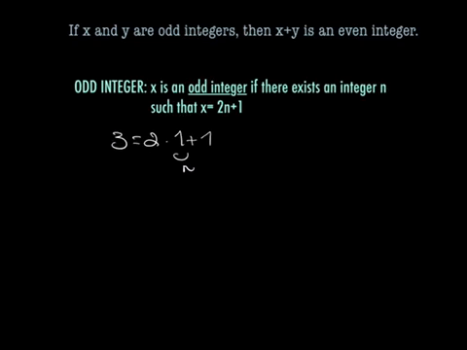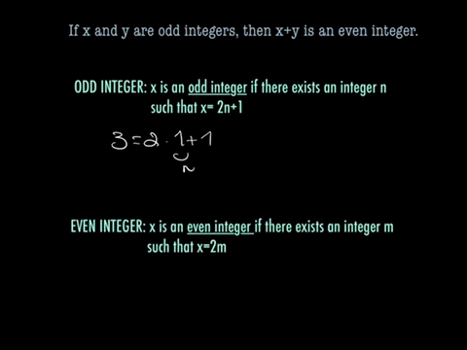Similarly, we need to know what an even integer is. We're trying to show that something is an even integer, in this case, x plus y. But we need to know what it means to be even so we know where we're trying to go. An even integer is an integer such that it may be expressed as 2 times another integer. So 6 is equal to 2 times 3. 3 is an integer, and 6 may be expressed as 2 times that integer, thus 6 is an even integer.